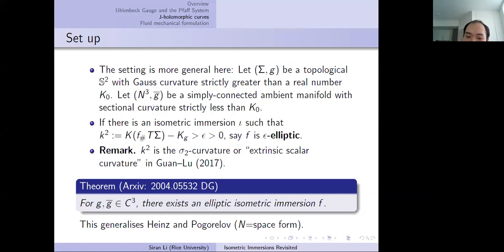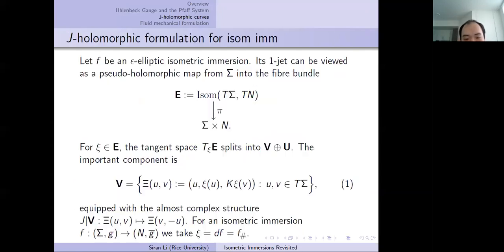So what's the point? Well, in the 1960s, Heinz and Pogorelov proved this C3 result, but only for N being a space form. Later on, Fenghua Lin gave a different proof, a very nice one, through only certain harmonic map arguments. Heinz and Pogorelov's results deal with ambient space forms, but here we don't have to require the ambient metric to be of constant curvature. The important thing is the very ingenious setup of Labourie.